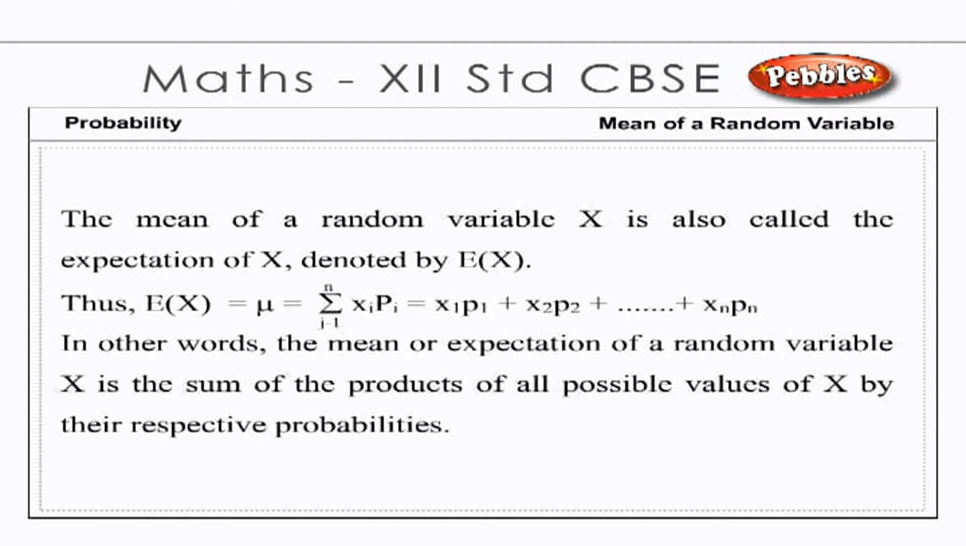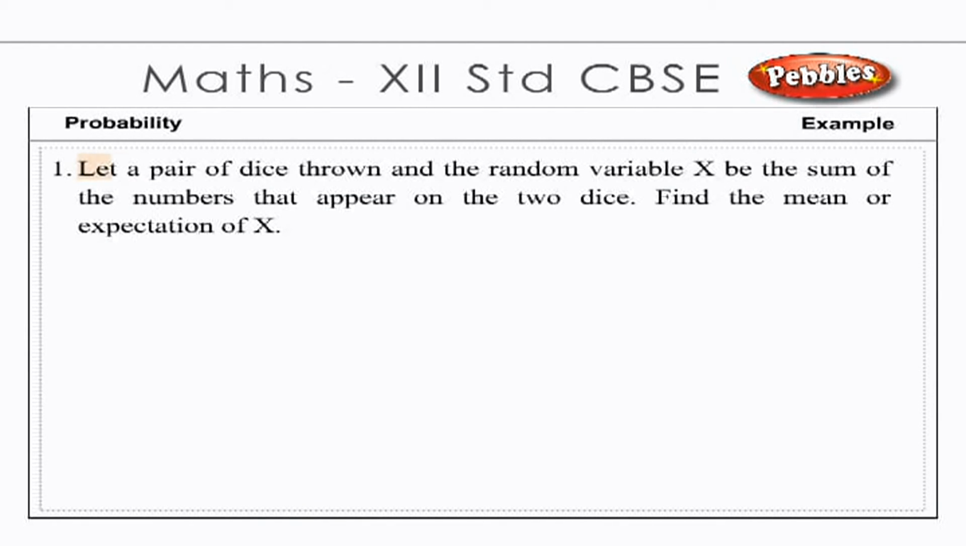In other words, the mean or expectation of a random variable X is the sum of the products of all possible values of X by their respective probabilities. Example. Let a pair of dice be thrown and the random variable X be the sum of the numbers that appear on the two dice. Find the mean or expectation of X.